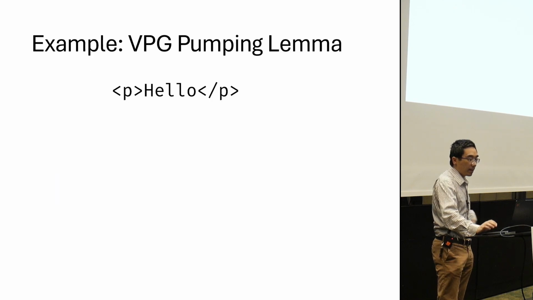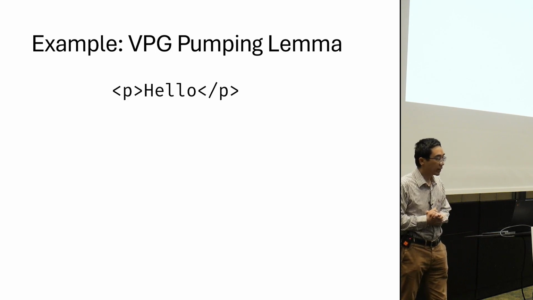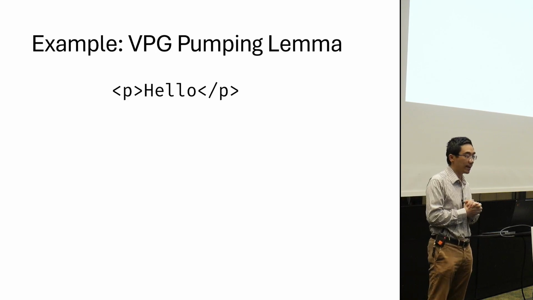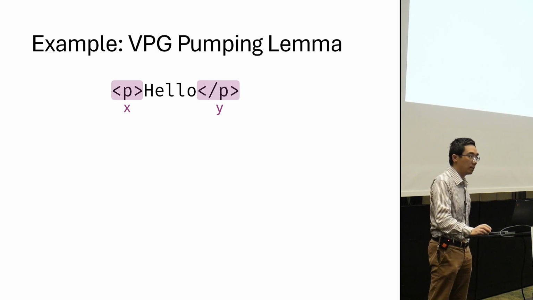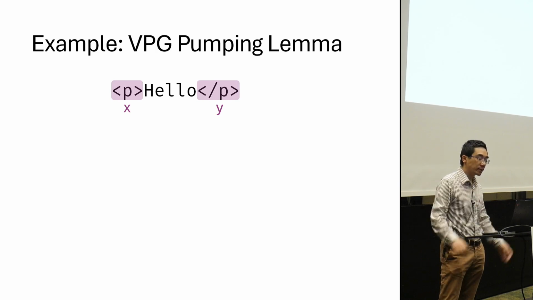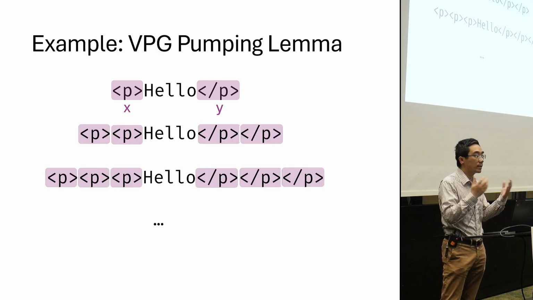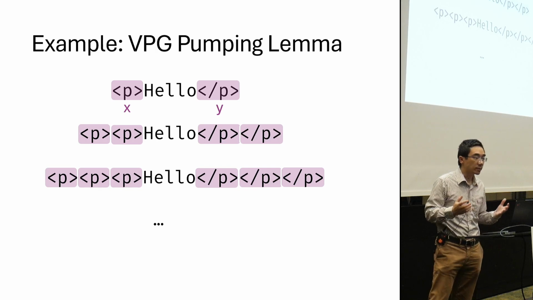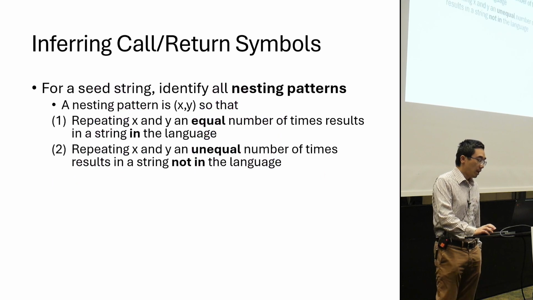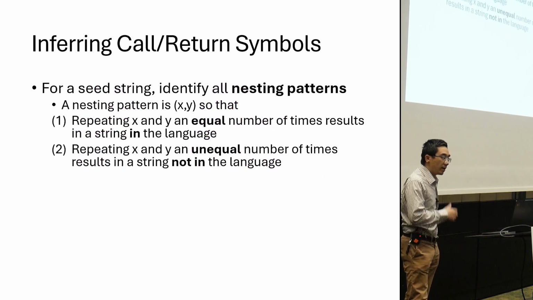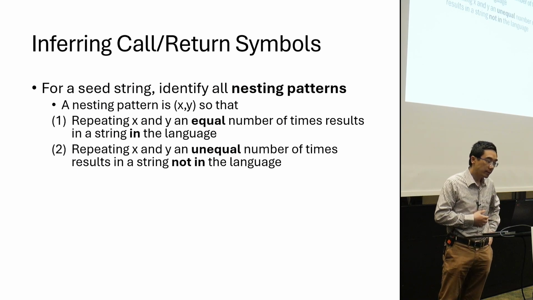And based on this lemma, we can actually infer call and return symbols. But first, let me give you a quick example using the same string we looked at earlier. So for this string, X is just the open tag P, Y is the closed tag P. And then if we repeat X and Y twice or 3 times or K times, the resulting strings are still in this XML language. Okay, so that forms the basis of our algorithm for inferring call and return symbols.